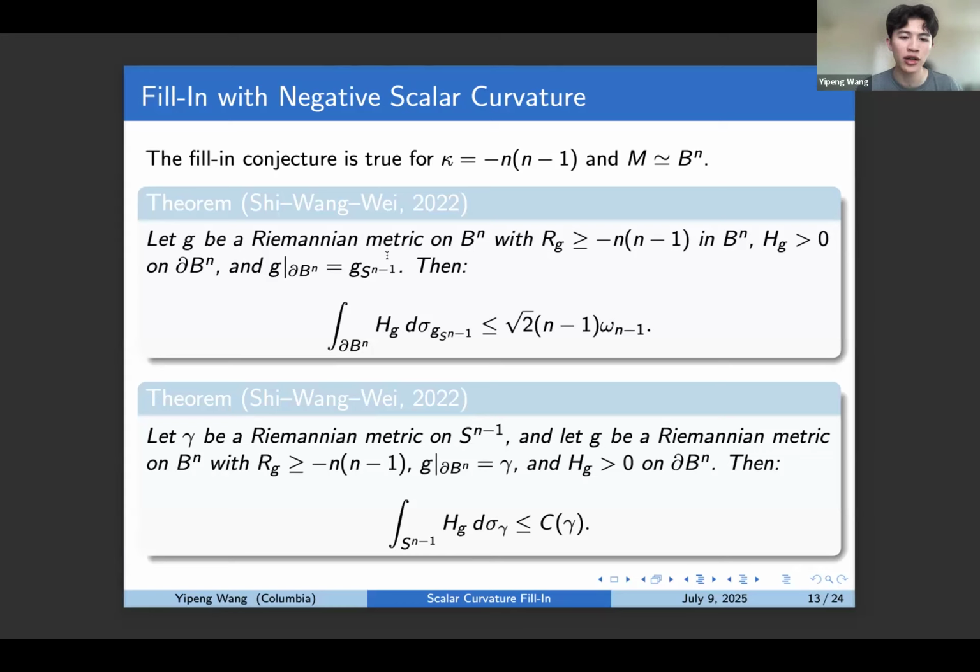So it says that if you also impose your boundary data to be exactly the round metric, then the integral of the mean curvature will be bounded by this explicit constant. It just depends on the dimension. And then in general, if your boundary data is just some arbitrary metric on a sphere, then you can also show that for any fill-in with scalar curvature at least minus n times n minus 1, you can always bound the integral of the mean curvature by some constant. It just depends on the boundary metric, but not the metric g inside.